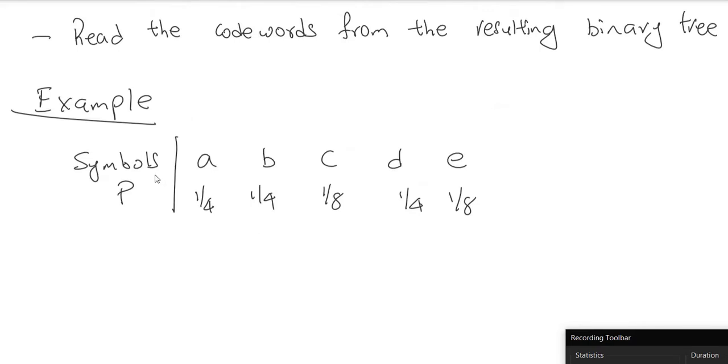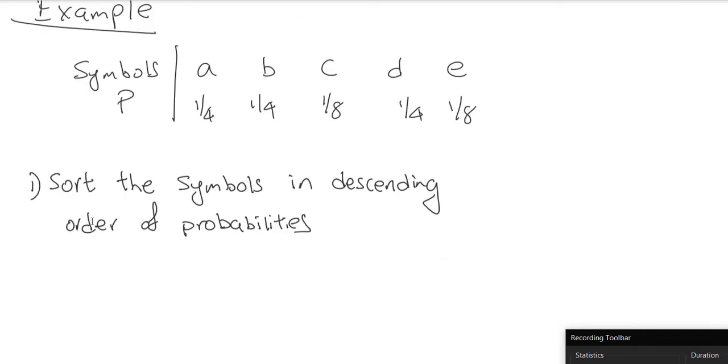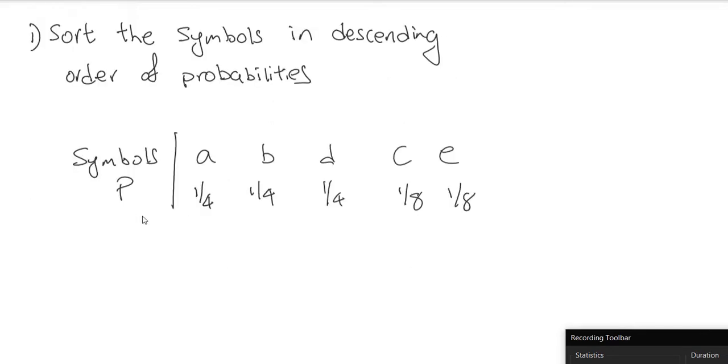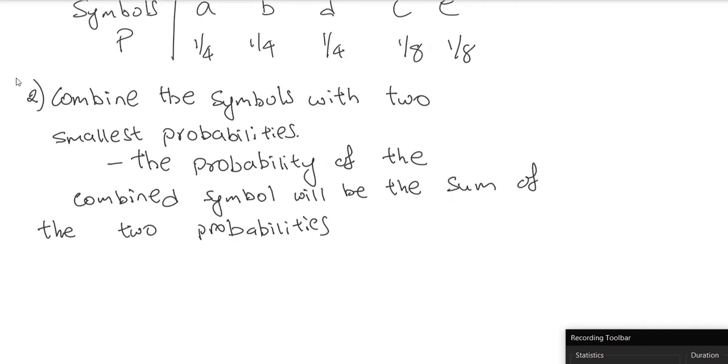Let's take an example. Here I have a set of symbols and a probability distribution on the symbols. The first step within the loop is to sort the symbols in descending order of probabilities. So here is the same distribution again, but the symbols are sorted in descending order of probabilities. The second step in the loop is to combine the symbols with the two smallest probabilities, and the probability of the resulting symbol will be the sum.